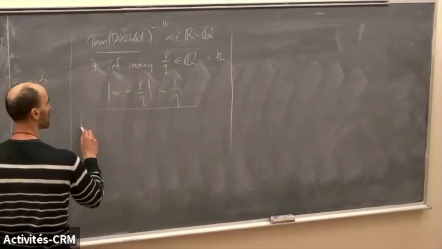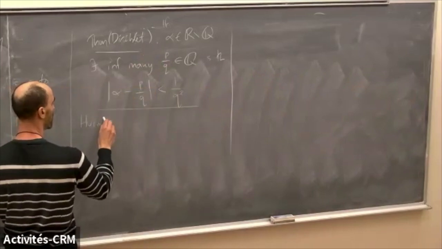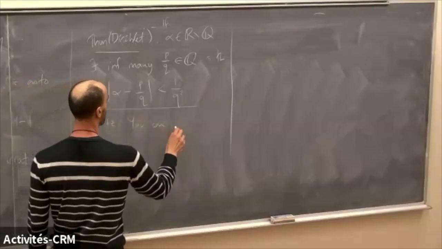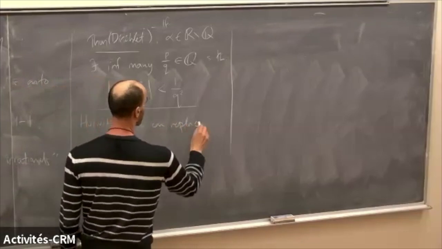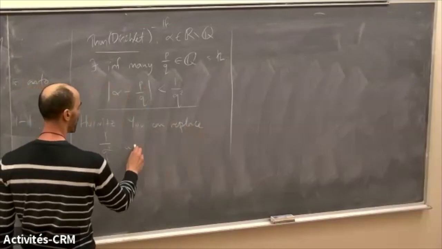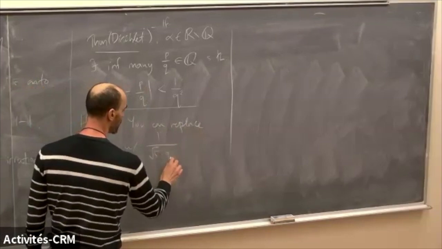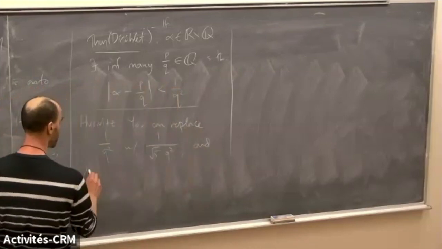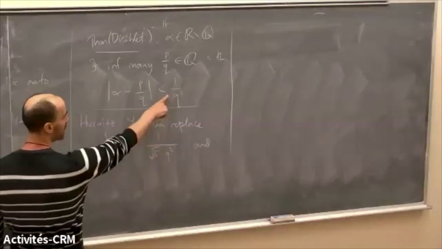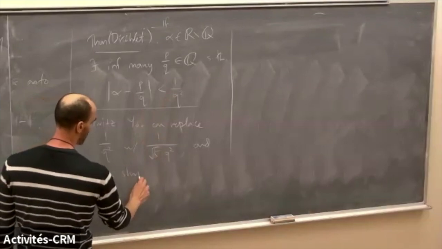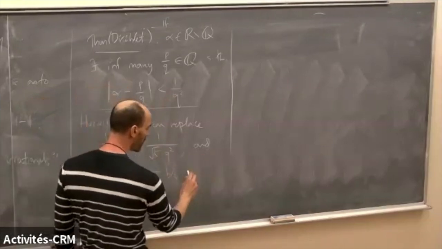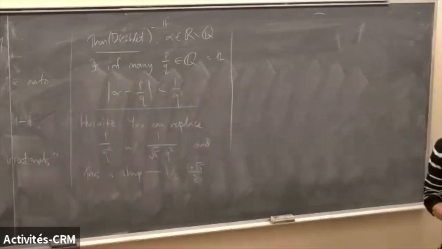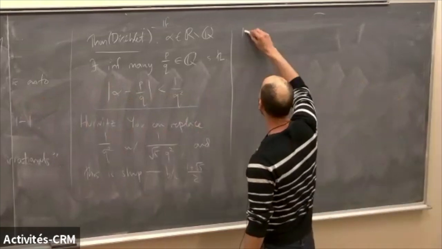And then Hurwitz came a little bit later and noticed actually you can replace the 1 over q squared with 1 over square root 5 q squared. And moreover, this constant that you find is sharp because of the number, well, you might be guessing, it's the golden ratio. It's where the root 5 is coming from.